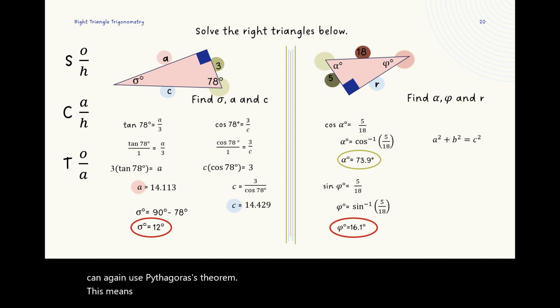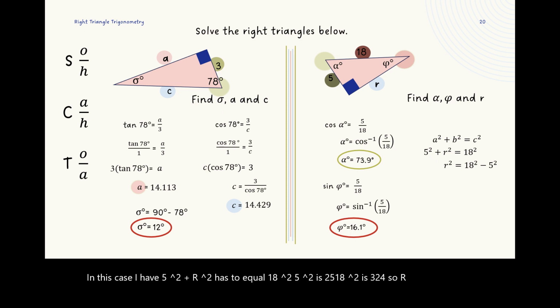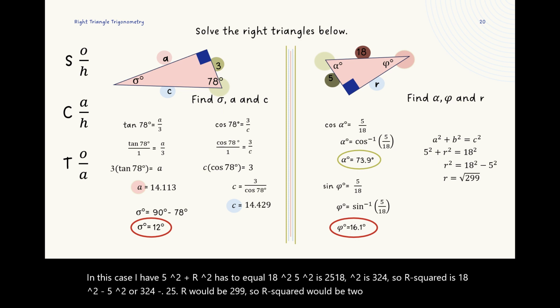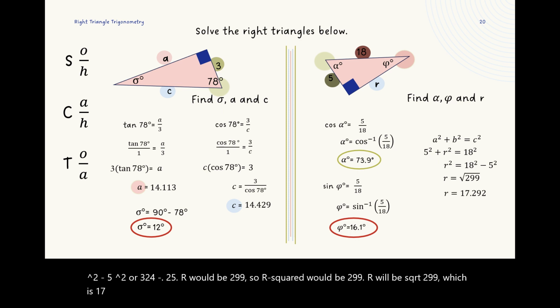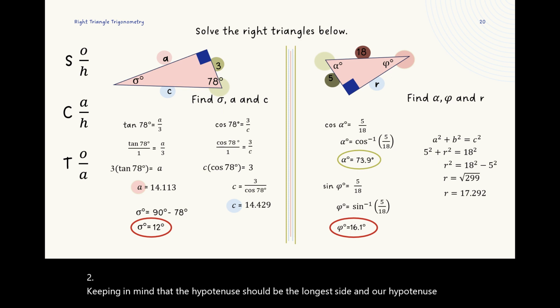This means I can use a squared plus b squared equals c squared. In this case, I have 5 squared plus r squared has to equal 18 squared. 5 squared is 25, 18 squared is 324. So r squared is 18 squared minus 5 squared, or 324 minus 25, which is 299. R will be the square root of 299, which is 17.292.